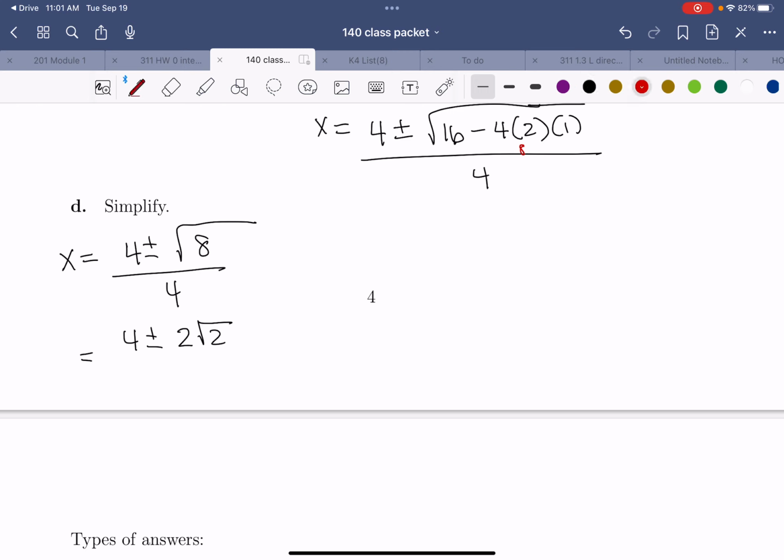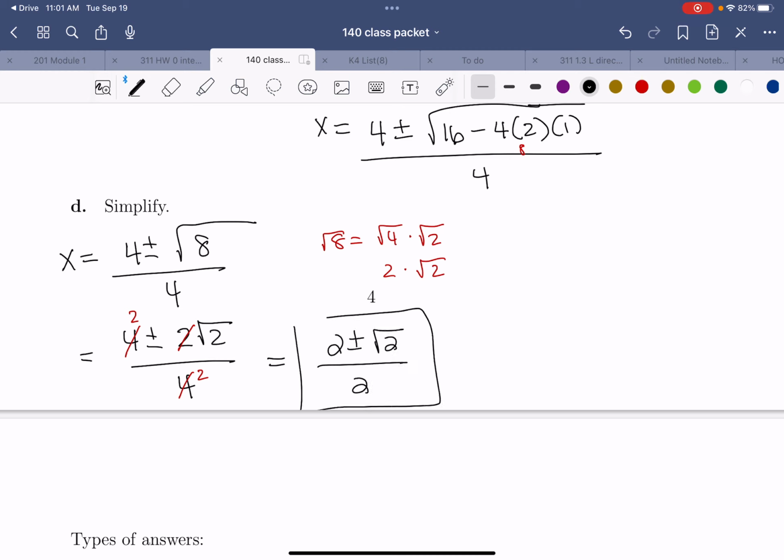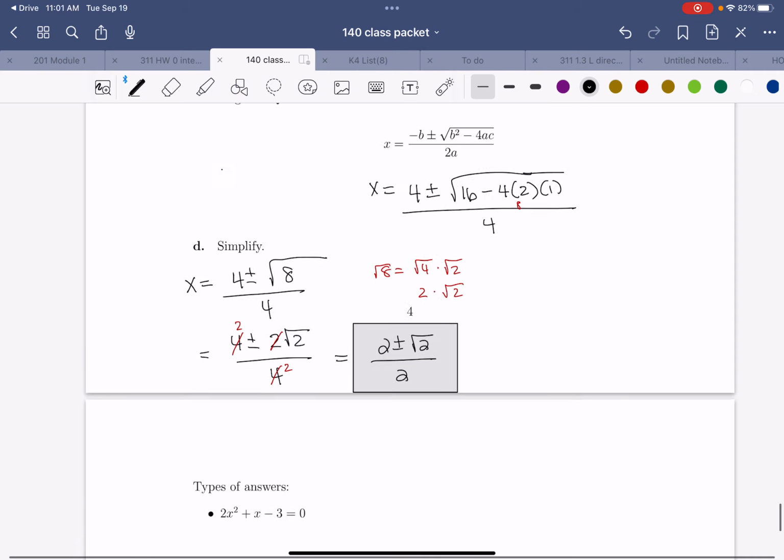And that's because the square root of 8 is the square root of 4 times the square root of 2, and the square root of 4 is 2. Okay, all over 4. And there's not a 4 in each place, but I can cancel a 2 in each spot. So this, in the simplified version, is 2 plus or minus root 2 all over 2. Okay, so that's what it will look like.